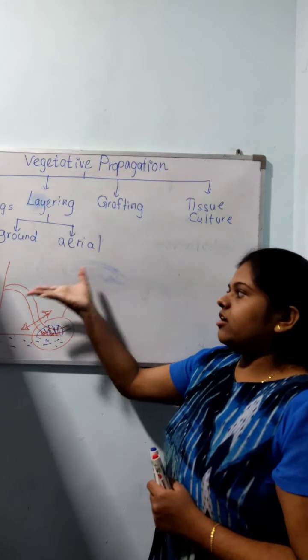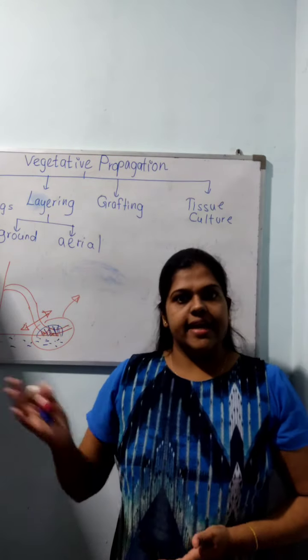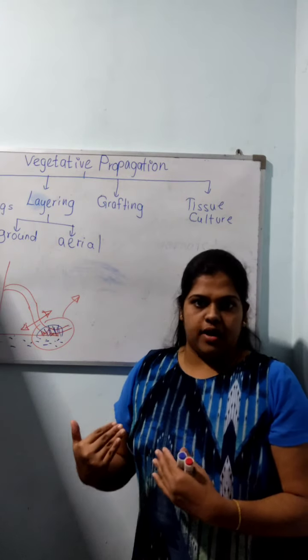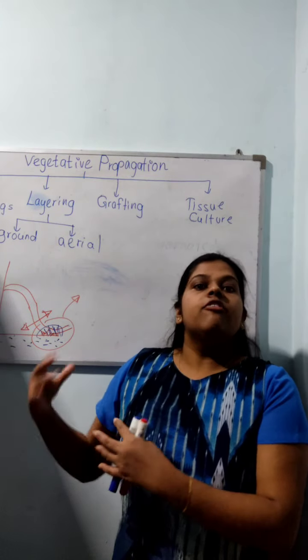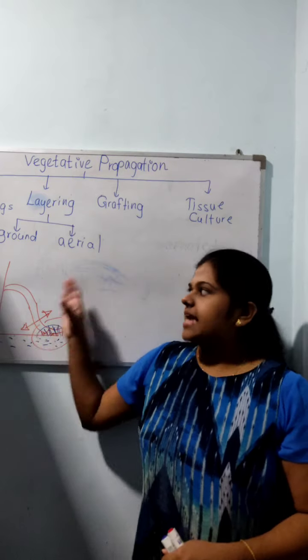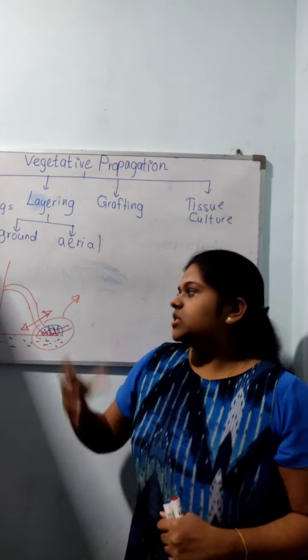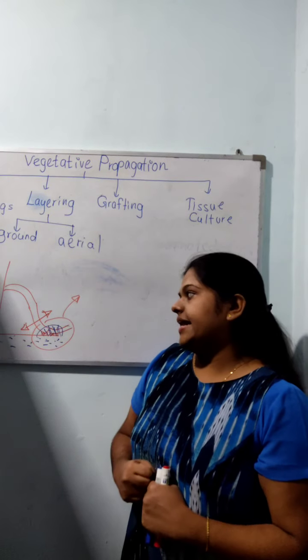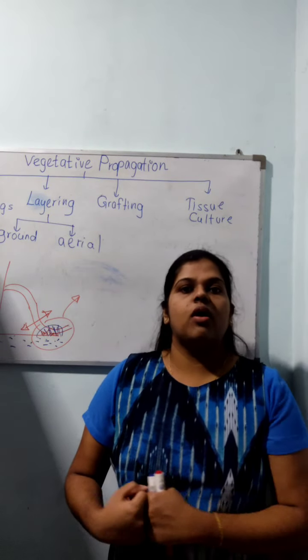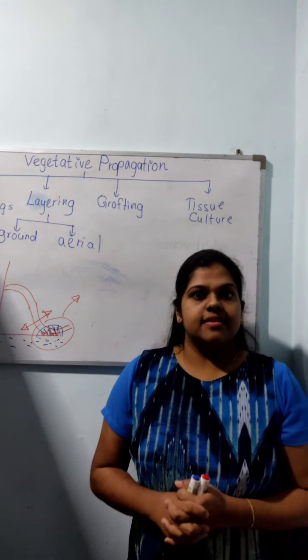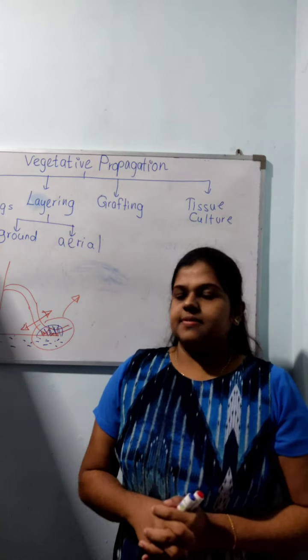The main advantage of layering is that we do not separate the plant from the mother plant. While it is attached to the mother plant, you can do the layering. So this one we call ground layering. Especially we use this for lemon plants.